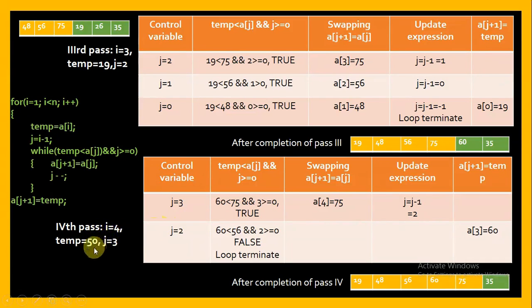In pass 4, i will have value 4 and temp will have value 60 and j is equal to 3. This is 60, so we will check here. The control variable j is equal to 3. 60 is less than 75 and 3 is also greater than 0. The condition is true, so we will shift 75 to this position. Then j is decremented and j will become 2. Now we will again check: 60 is not less than 56. The condition will become false. We'll come to this statement, and a[3] is equal to 60. So you can see a[3] is 60 and a[4] is 75.